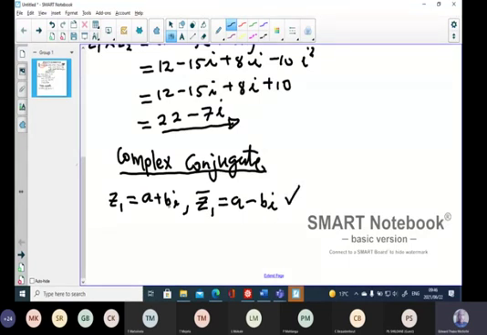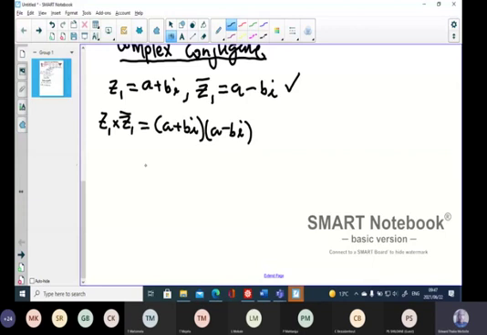Okay, now let's see what happens if you multiply these two. Z1 multiplied by its conjugate. What will be the solution? So we have a plus bi multiplied by a minus bi. So let's multiply. We have a squared minus abi plus abi minus b squared i squared.